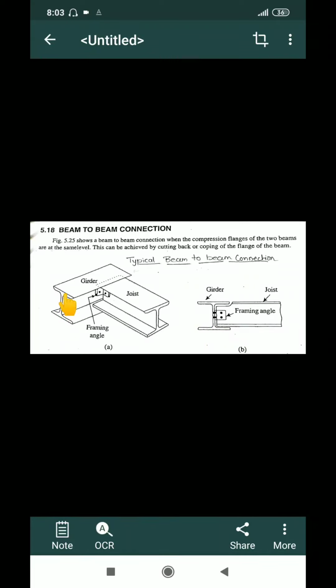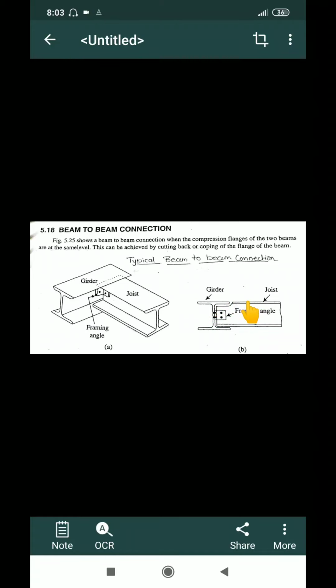You can see the elevation from this side. Looking from this side, I can see the I section of a girder. The girder is a primary beam, whereas the joist is a secondary beam. If both beams are of the same size, that is the same depth, then you can connect them on the same level on both sides. But if one of the beams is bigger and the other is smaller, then make sure that you connect the top flanges on the same level.